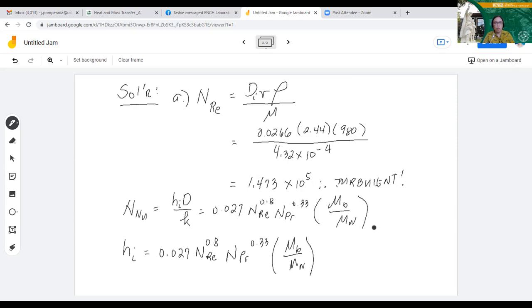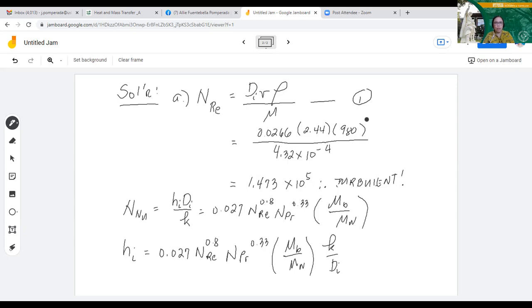We'll transfer the K and the D here. So this would be K over D. Specifically, I'll use the D sub i. Okay. Now, we're done with this first equation in determining the flow of our fluid, whether it's turbulent or laminar.